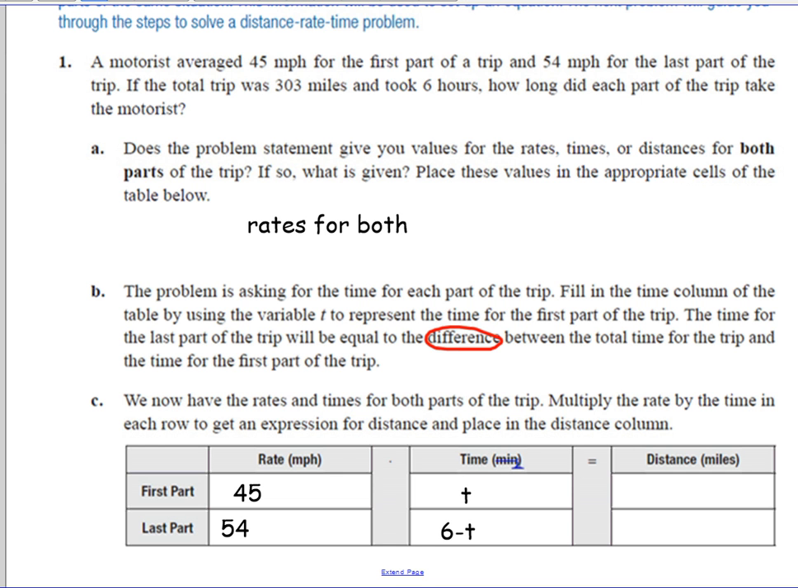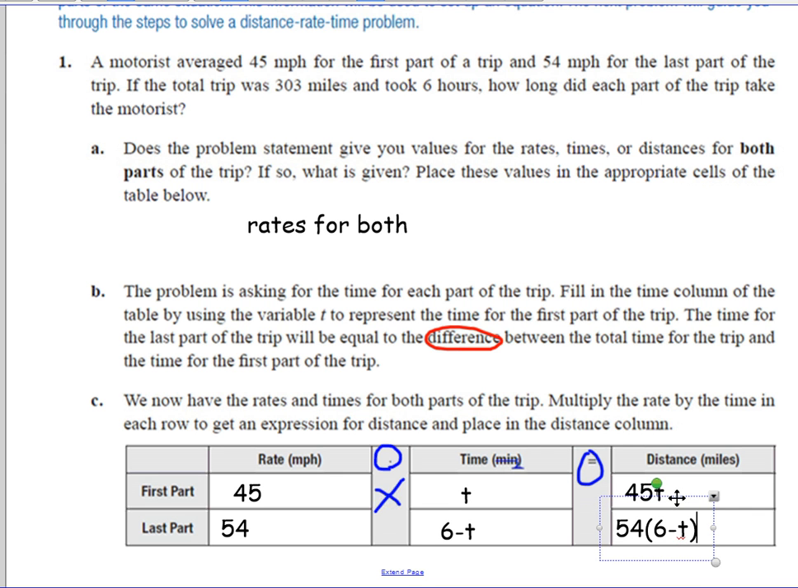Now, if you notice on the charts, they put a little dot here, which represents your multiplication. Again, they didn't put an x because they don't want you to think of a variable x. And then they have an equal sign, because remember, distance, which is in the last column, equals rate times time, which we have as the first two. So for our second part, now that we've filled in the first two columns, is to just multiply those two and put our answers here. So 45 times t will be 45t, and 54 times 6 minus t, let's put that just in parentheses. Instead of distributing, we'll just leave it that way for now. We'll distribute when we go to solve the problem.